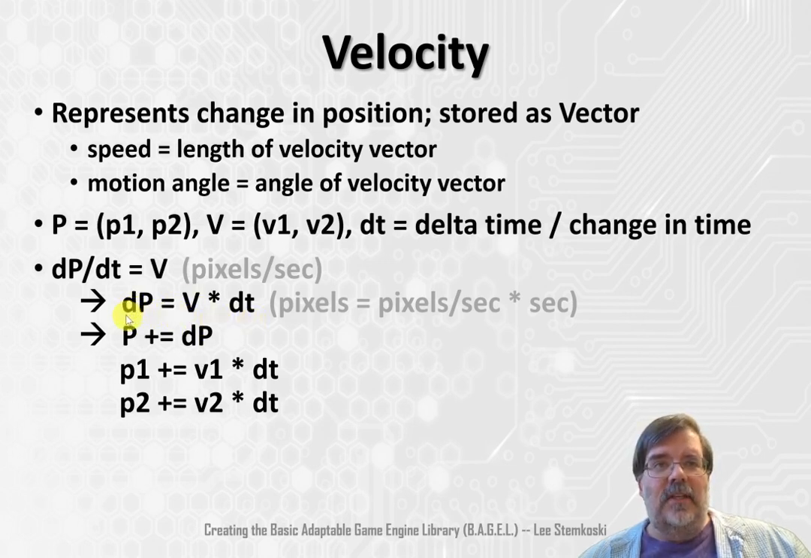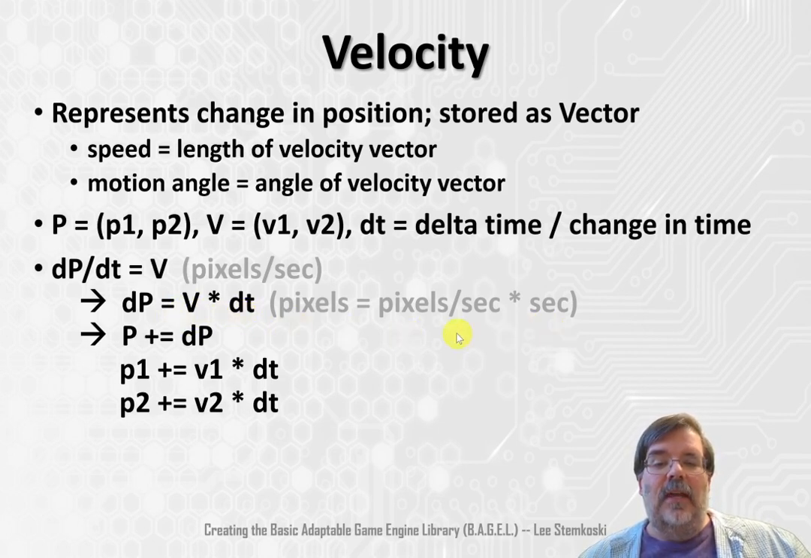And here, since d, or delta, represents change, dp represents change in position. So to calculate the change in position, you'll multiply the velocity times the change in time. And so for example, if your velocity is 100 pixels per second, and 1/10 of a second has gone by, well then your change in position would be 1/10 of 100 pixels per second. In other words, that would be a total change of 10 pixels.